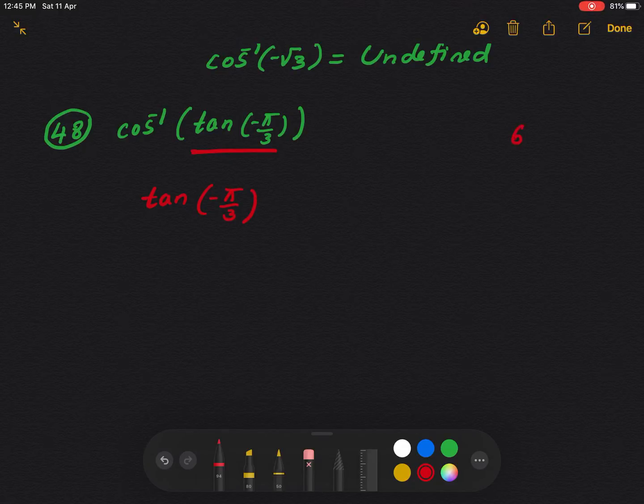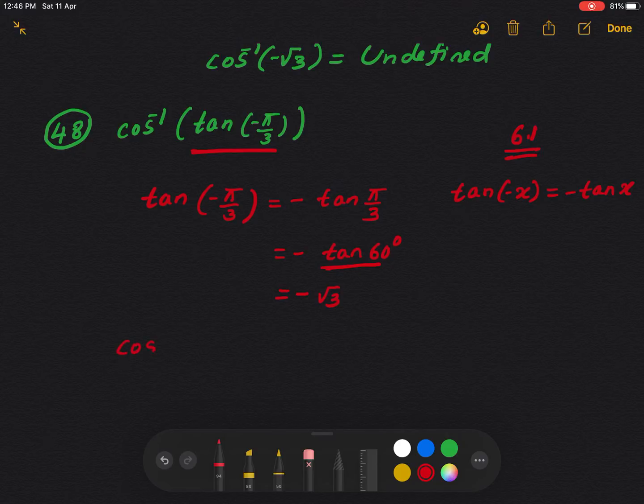You know, in the 6.1 lesson you studied the odd and even identities. Tangent of minus x is equal to minus tangent x. You know that identity. So, tangent of minus pi over 3 is minus tangent pi over 3, that means minus tangent 60 degrees. What is tangent 60 degrees? Minus root 3. Again, the same thing happened.